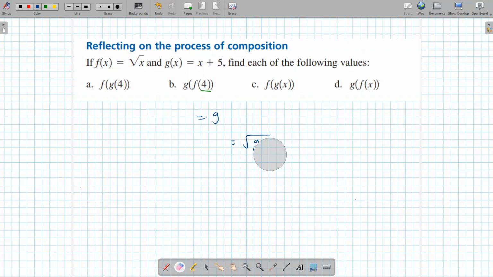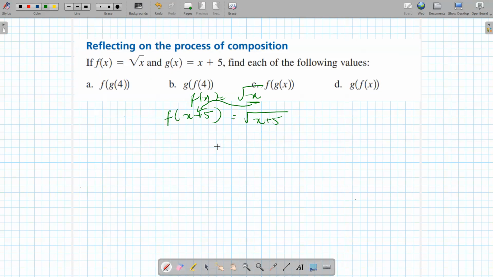C and D, there's no numbers, though. So here, let's try doing C. C wants f of g of x, right? So what's g of x? g of x is just x plus 5. See, like that? If f of x is the square root of x, what's f of x plus 5? You're simply going to replace this x with whatever's in this bracket. So you're going to get root of x plus 5, like that. Okay? Replace the thing in the main function with what you have in the bracket.